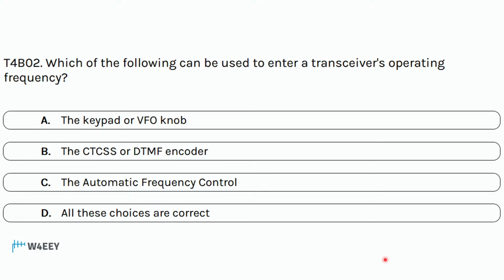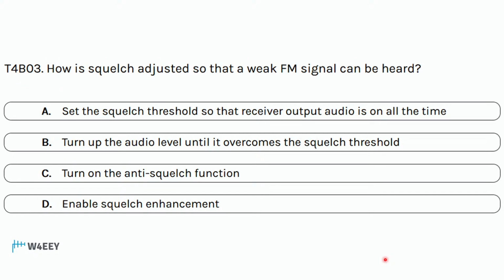So which of the following can be used to enter a transceiver's operating frequency? A, alpha. Keypad is one, and the VFO knob are both good choices. So how is squelch adjusted so that a weak FM signal could be heard?